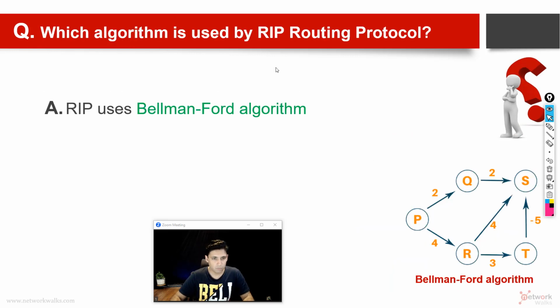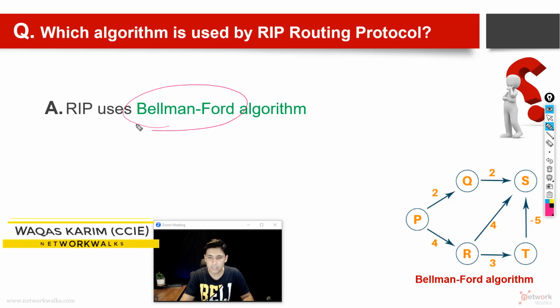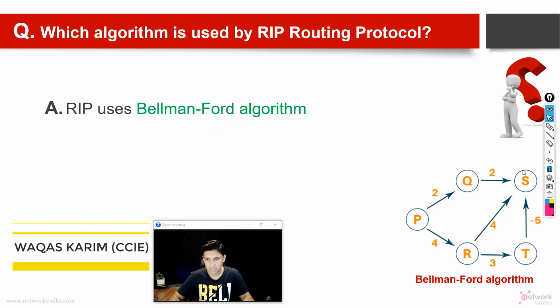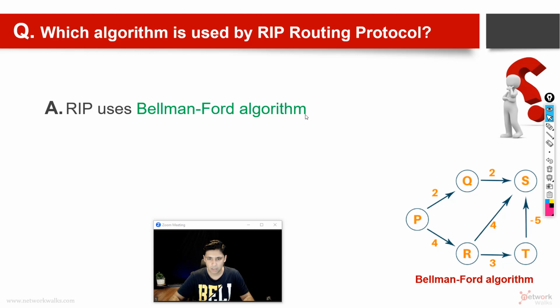The next question, which algorithm is used by RIP routing protocol? RIP routing protocol uses a mathematical algorithm called Bellman-Ford to find the best path to the destination. This is called the Bellman-Ford algorithm. Just like OSPF, it uses Dijkstra's algorithm.